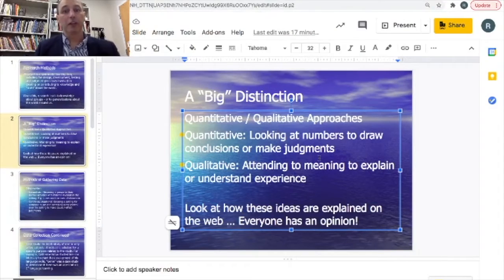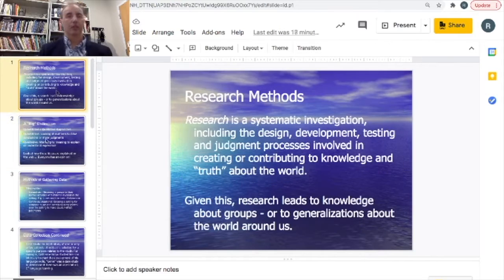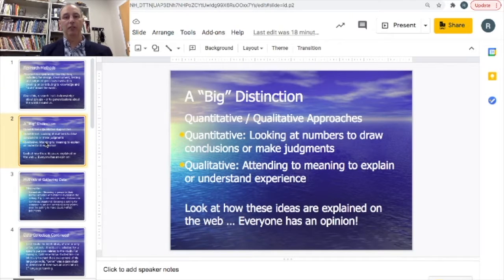I'm looking forward to talking to you a little bit today about a big issue in research methods. A big distinction involved in research methods and research in particular is whether you're doing it quantitatively or qualitatively. Quantitative approaches tend to focus on looking at numbers, drawing conclusions, or making judgments.